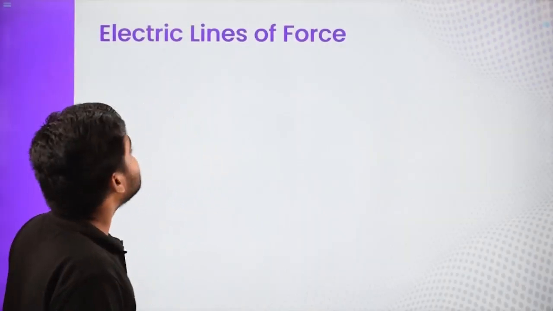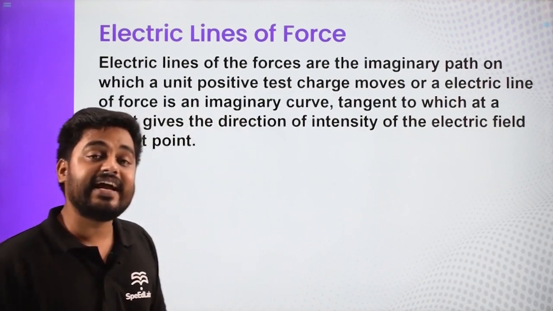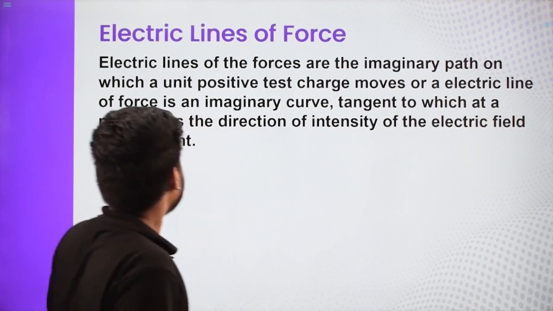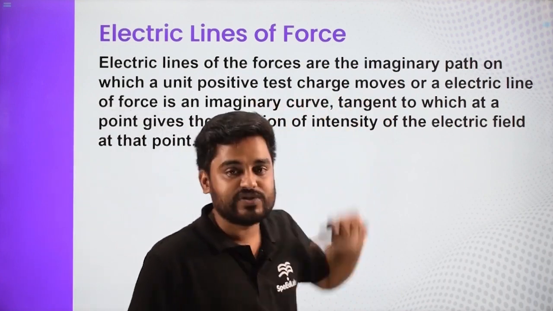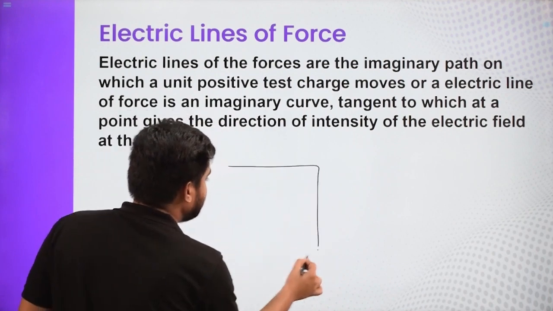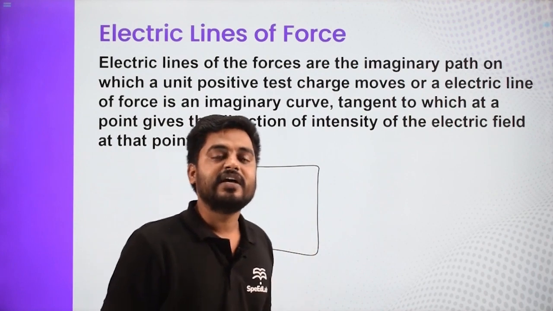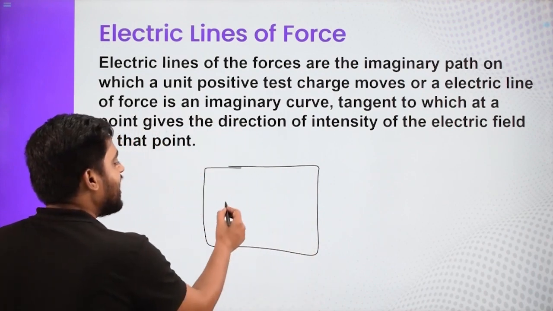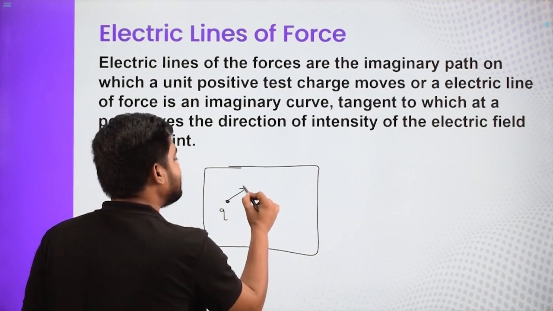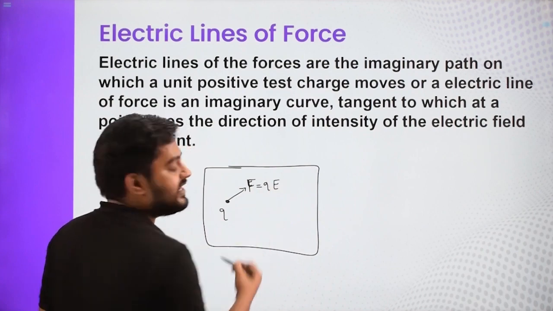So now let us discuss electric lines of force. What are electric lines of force, also known as electric field lines? Basically, they are imaginary paths on which a unit positive test charge moves when released in the field. So if in this region there exists some electric field, then any charge which we keep would experience a force. And if I put a charge over here and it is experiencing force in that direction, then I will say that force is nothing but QE. We had already discussed that.